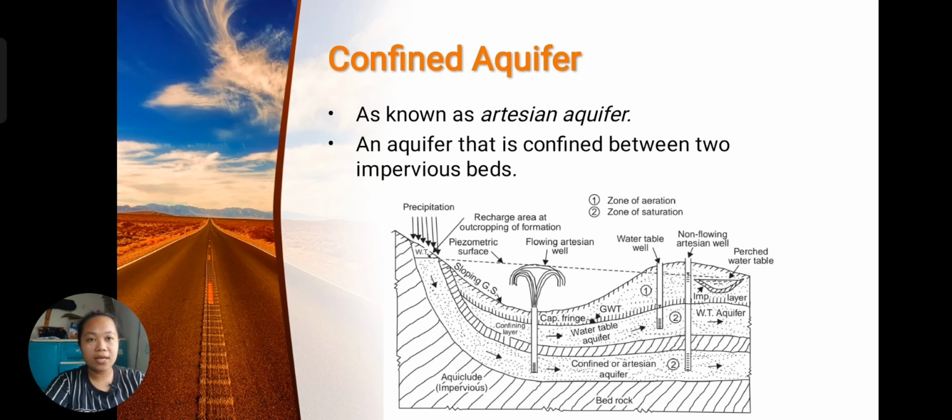Next is the confined aquifer. It is also known as the artesian aquifer. It is an aquifer that is confined between impermeable beds. As you can see here, the confined or artesian aquifer is located where the drill holes end, and it is above the impermeable bedrock.